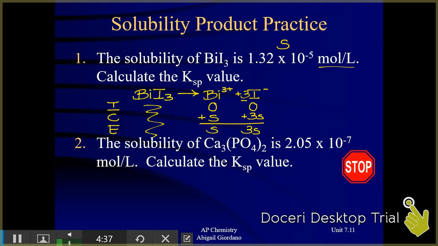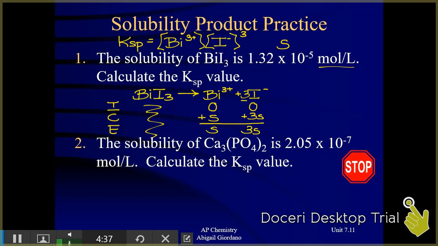And then let's think about what our Ksp expression is going to look like. Sorry, this is getting so squished up here. I'll write that up here. Ksp equals the bismuth ion times iodide, and that's going to be cubed. All right.